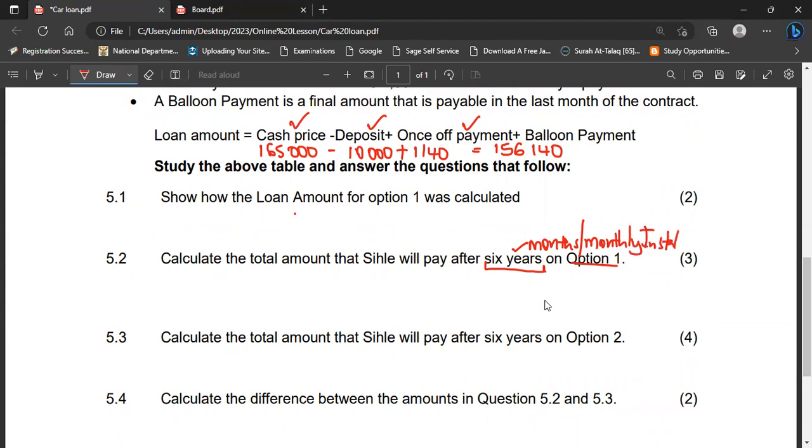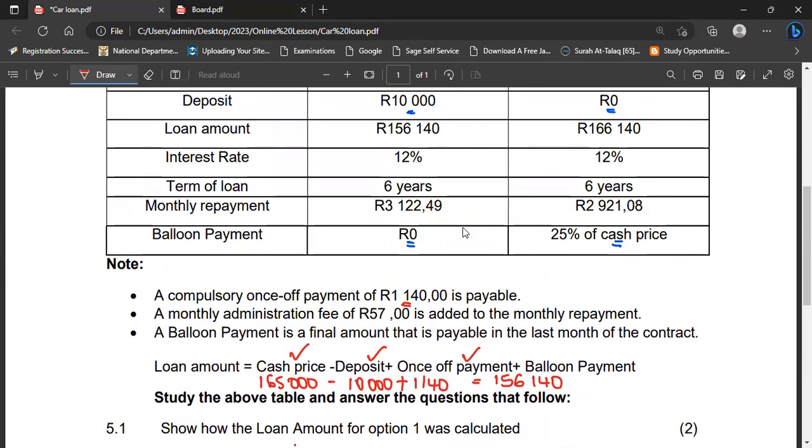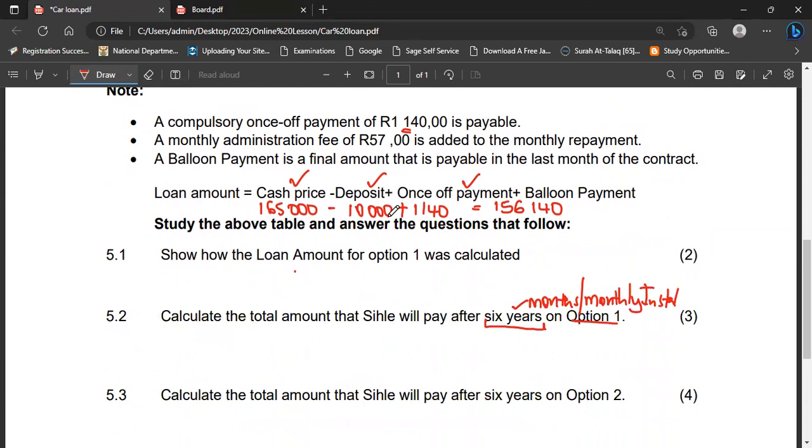So first and foremost, we go to the table there. Look how much was the monthly installment. Here in option 1, it's 3,122 rand 49 cents. So we shall write it and say 3,122 rands 49 cents times the number of installments. In 6 years, we have 72 installments, which is 6 times 12. On top of this, the person would have paid a deposit of 10,000.